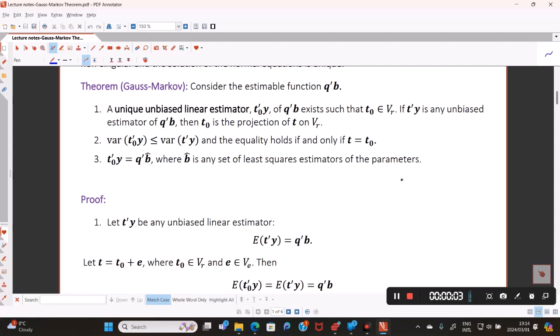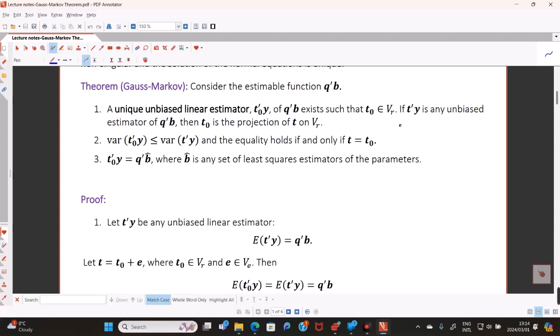Now let's look at the Gauss Markov theorem, the very well-known theorem about estimable functions. It has three components. The first component says that a unique unbiased linear estimator, let's say t naught prime y of q prime b, exists such that t naught belongs to the vector space generated by the R columns of the design.